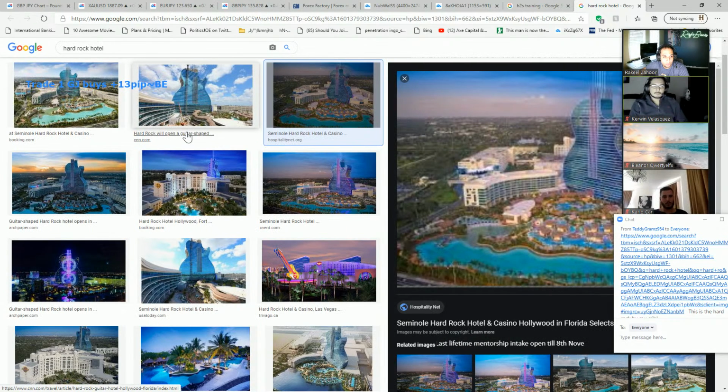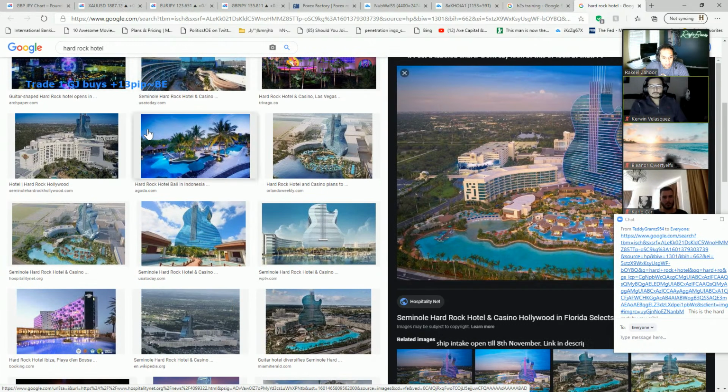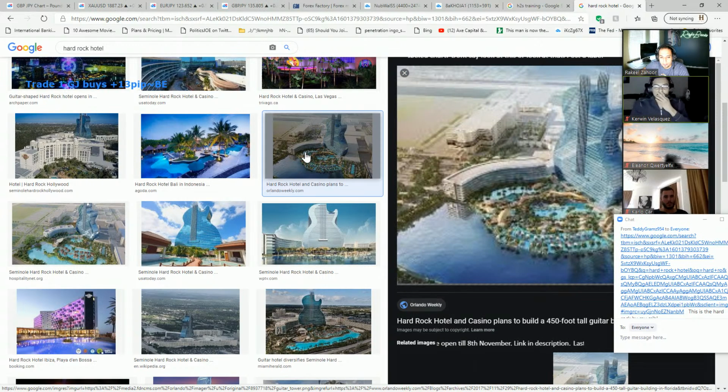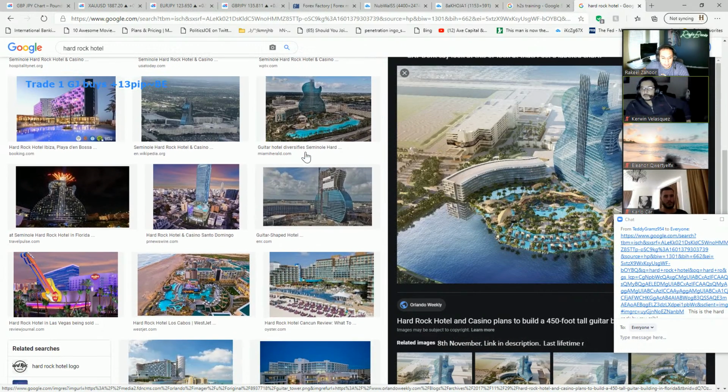What's this? Oh, Hard Rock Cafe. Oh, I've seen this in Burner's stories. This Hard Rock Cafe. Wow, this is crazy. Never knew it was this nuts in person.